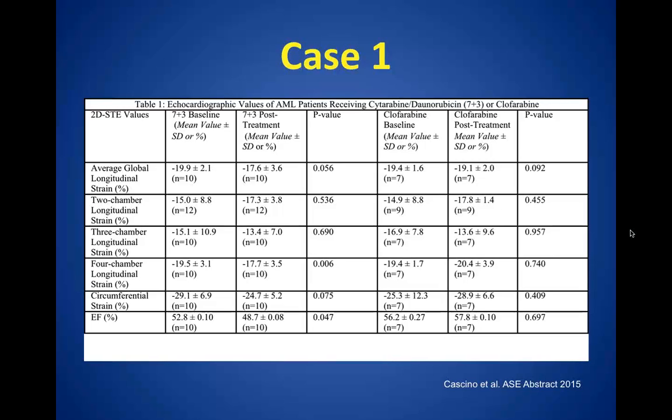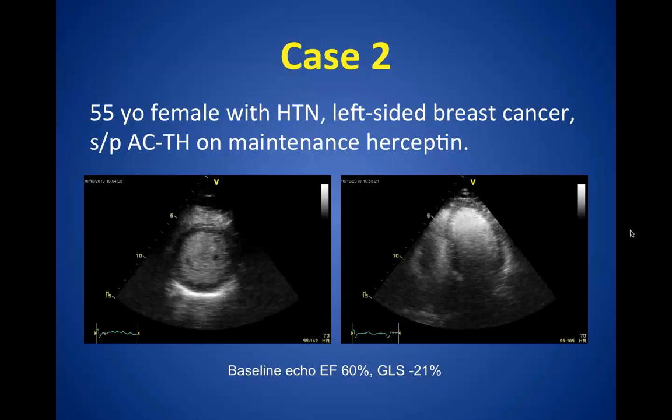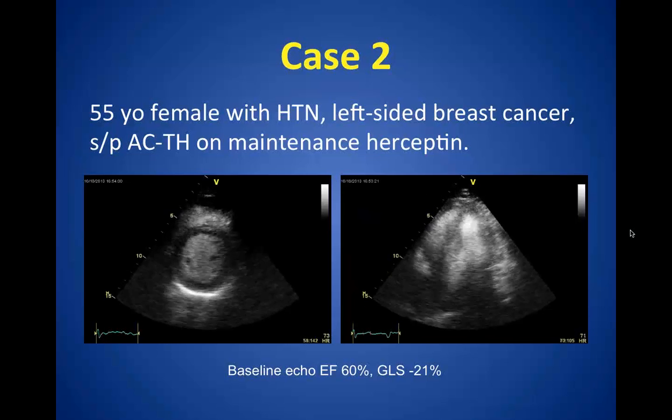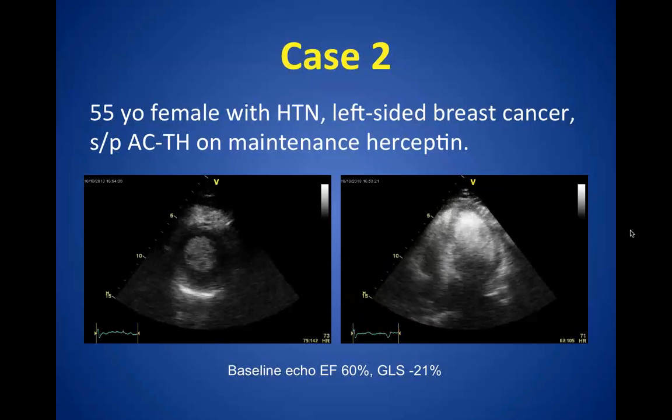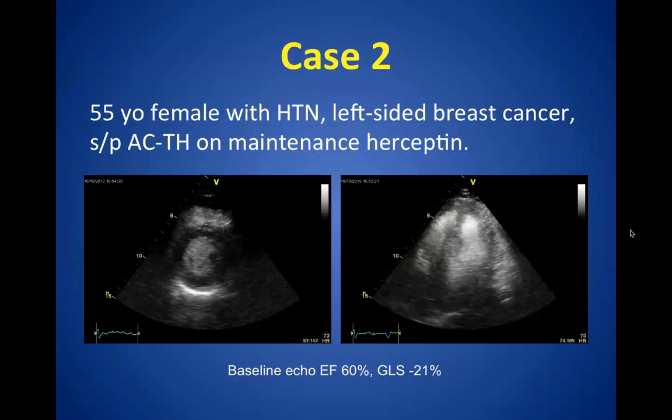And so these findings suggest that LV changes occurred just shortly after exposure to relatively low doses of anthracyclines in older patients with AML. And we need to study this group further to investigate if these changes affect long-term outcomes in this patient group. Our second case is that of a 55-year-old woman with hypertension. She also has left-sided breast cancer and was treated with ACTH, which is the anthracycline, adriamycin, Cytoxan, and TH includes Herceptin, and she's currently on maintenance Herceptin.